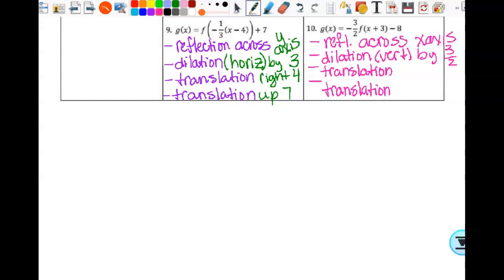All right. And then that 3 means I go which way? Left 3. And then the 8 means I go down 8. Thank you. All right. Any questions at all? Right? All of your basic transformations, we got to know which direction and what's happening. We good? Awesome.